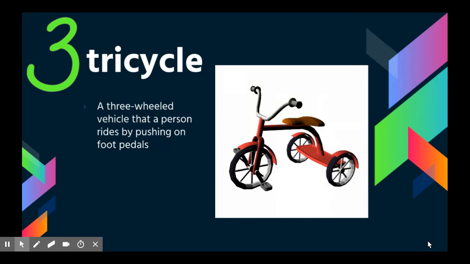So your first word is tricycle. This is a 3-wheeled vehicle that a person rides by pushing on the foot pedals. Typically, we think of younger children riding a tricycle because it's more stable, and then older children riding a bicycle, which is a 2-wheeled vehicle.